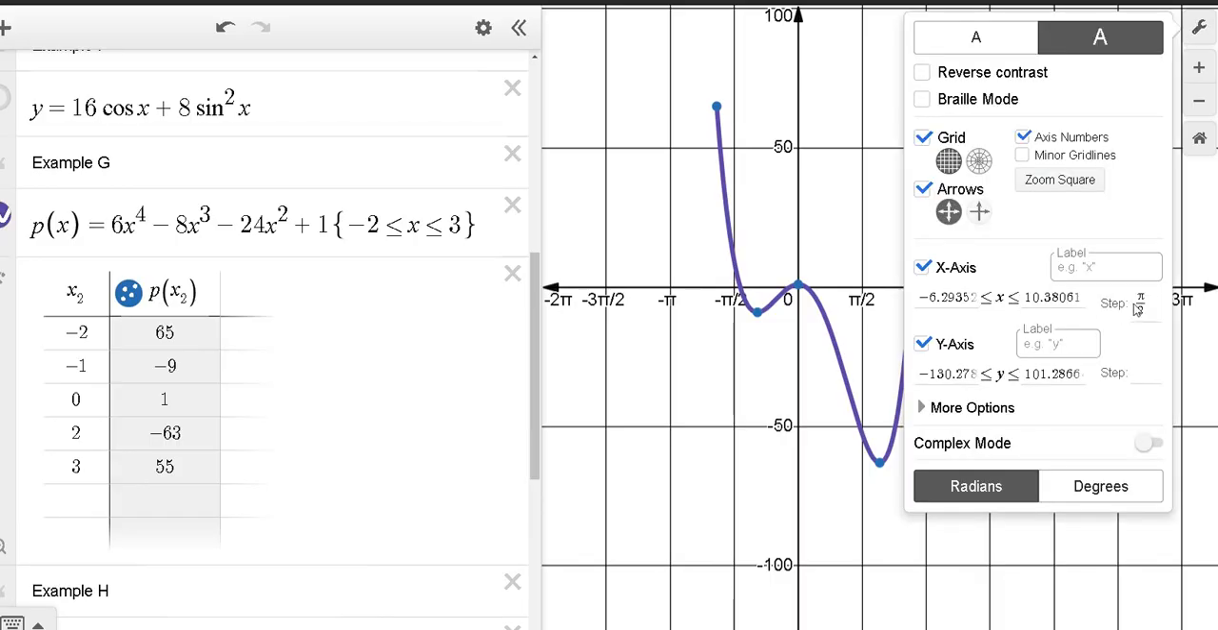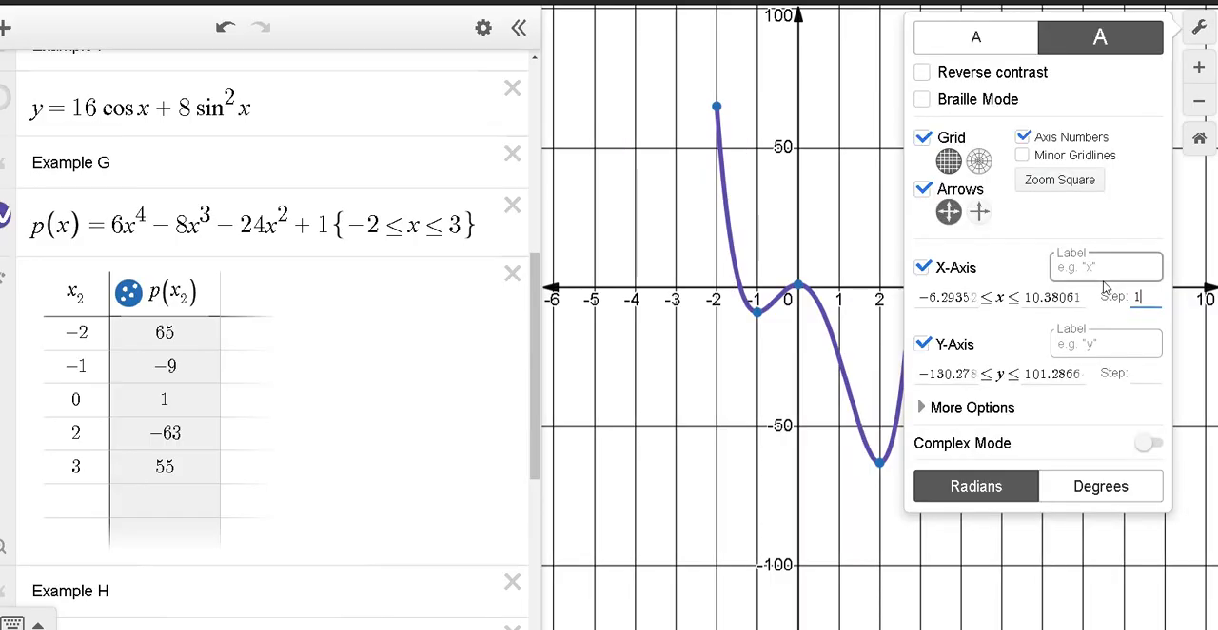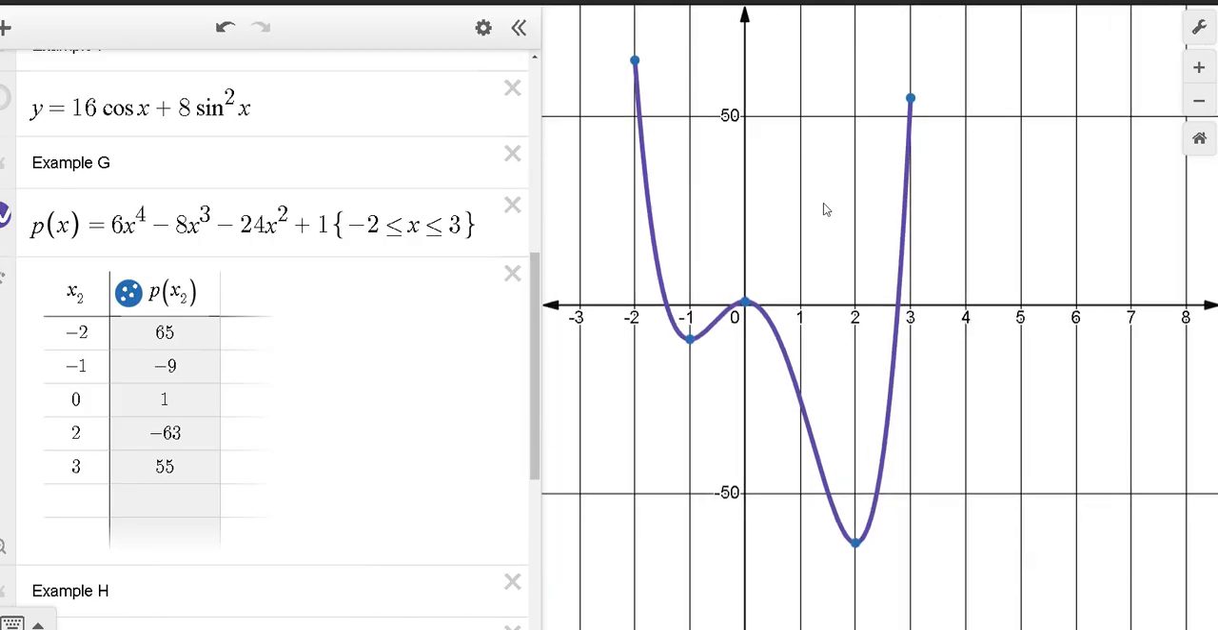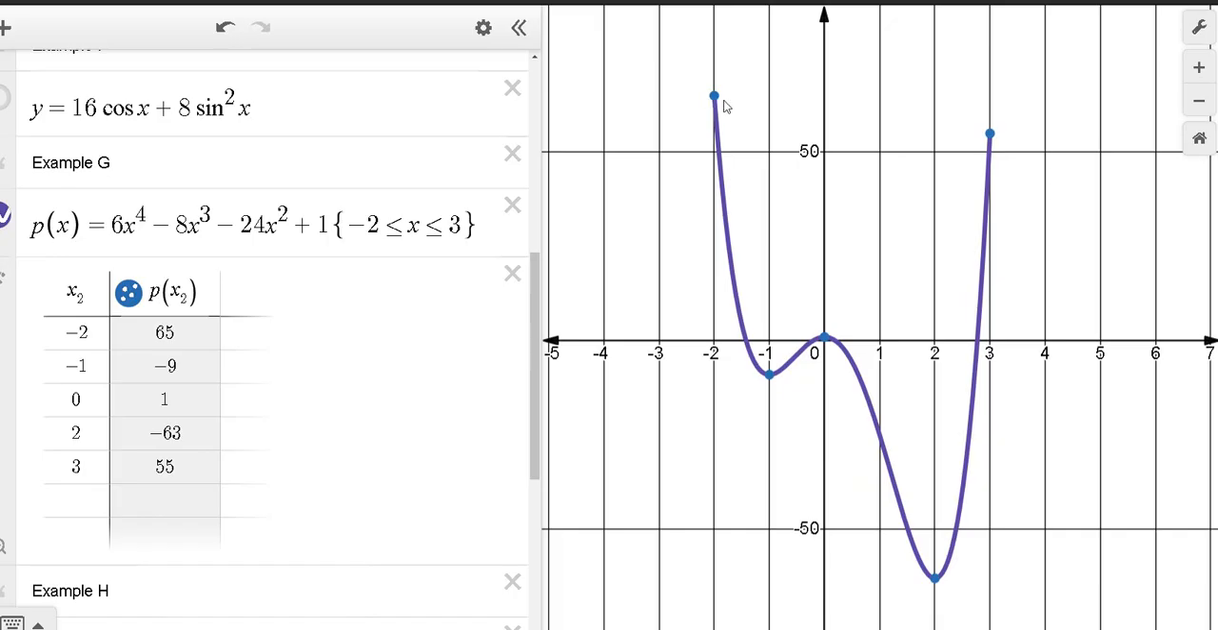Let's get rid of this. Make that a 1. There you go. There's your graph. Looks okay. You can see that the overall maximum is right here, and the overall minimum is right here. So you've got an absolute max and an absolute min.